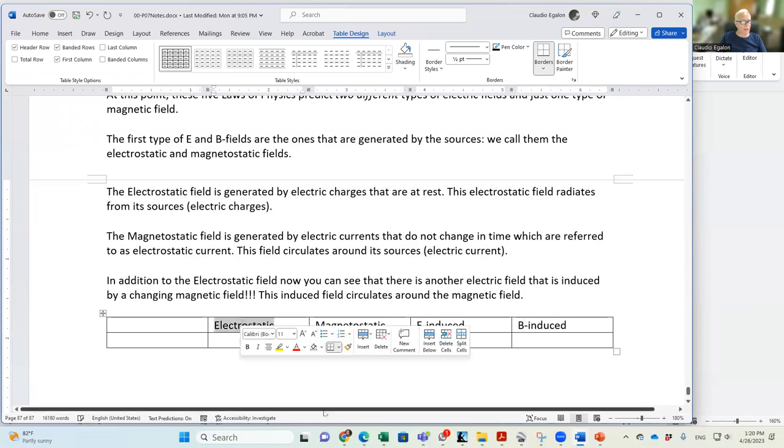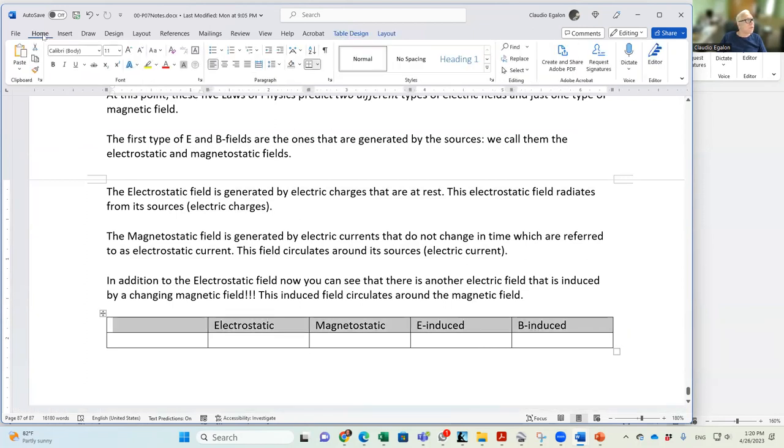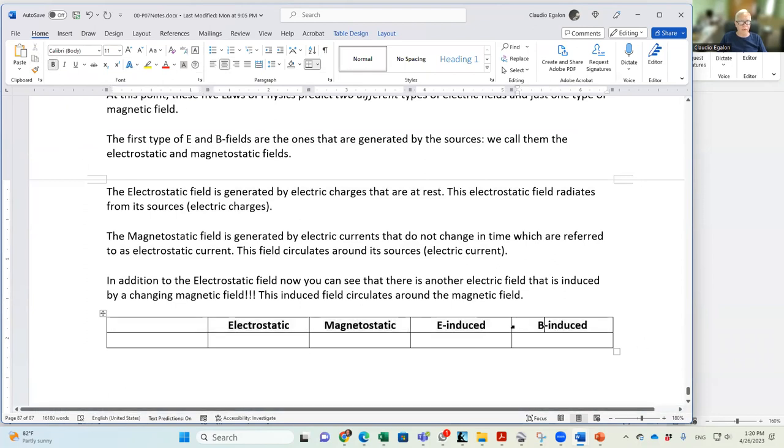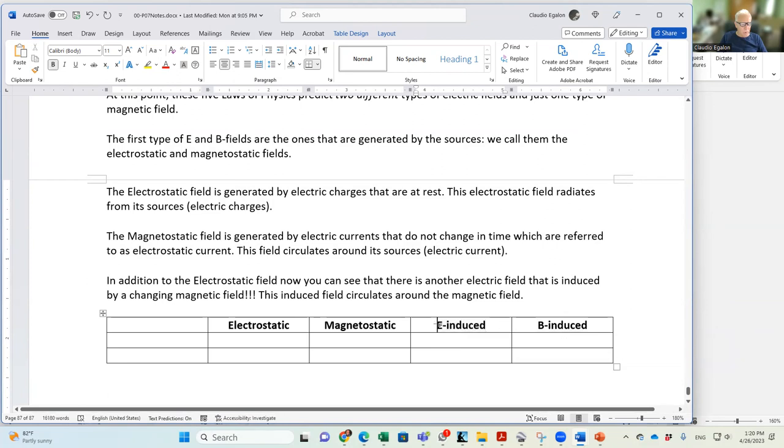The electrostatic is the one that relates to the source, right? Generated by a source. Let's put it this way. And this is not spelled out in the laws yet. That was one of the greatest discoveries that was made back in the mid-19th century, in the mid-1800s. Not just this one here, but this one as well.